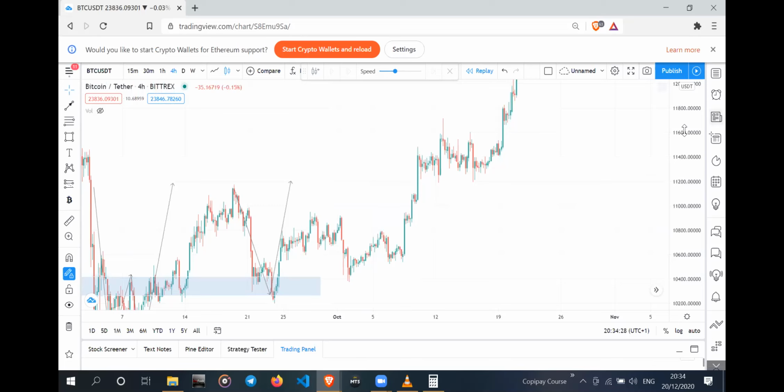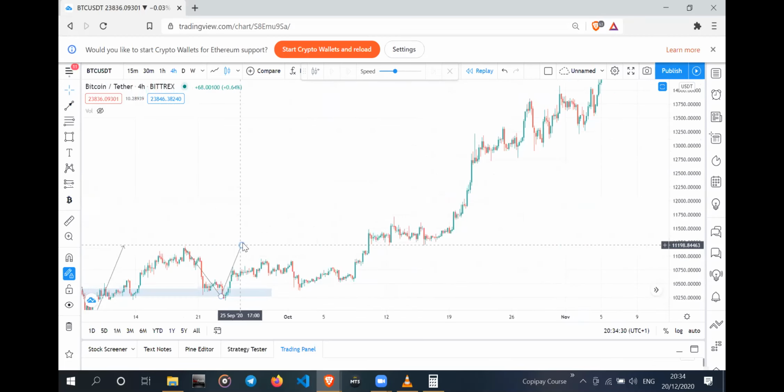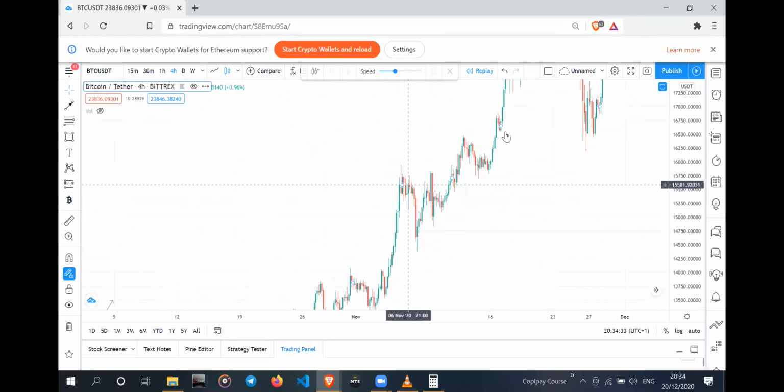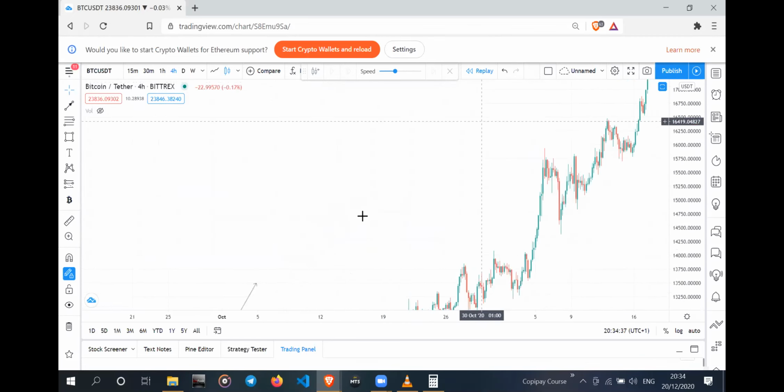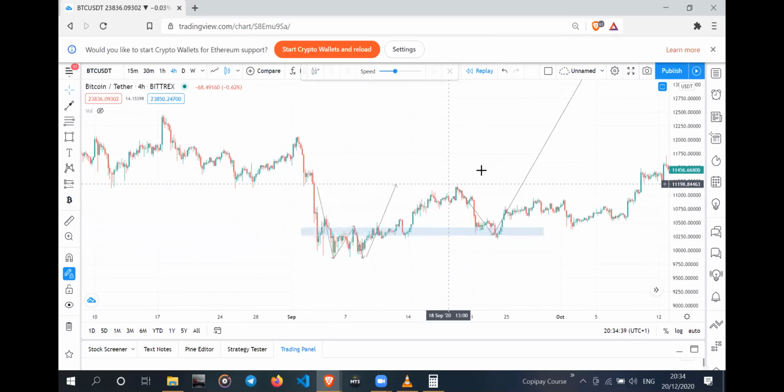Did price buy from there or not? Okay, we're still on the uptrend. But we see that's just how repetitive price is. All you have to do is understand the concept and then repeat it over and over and over again.